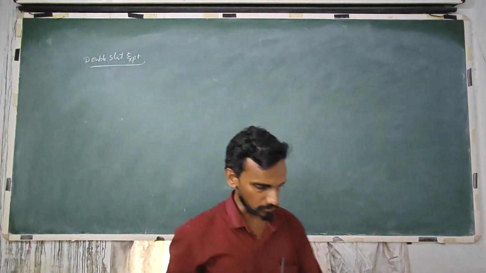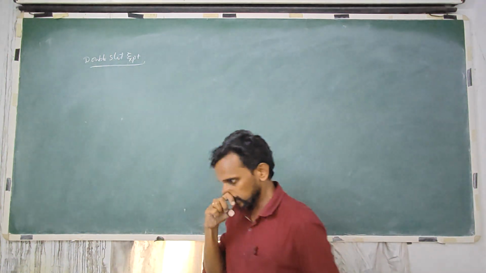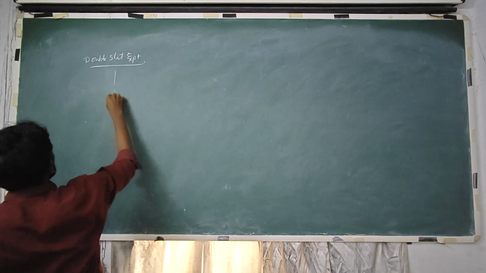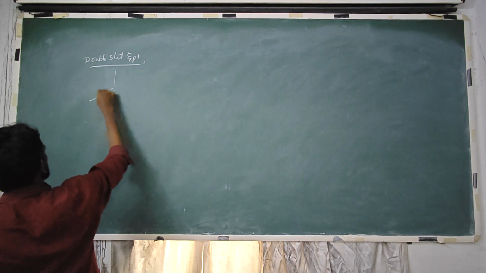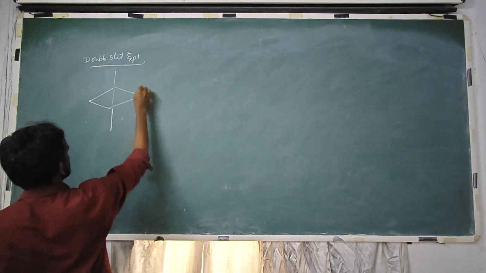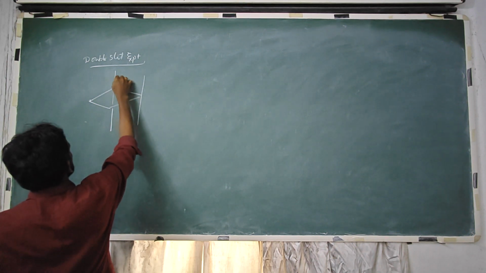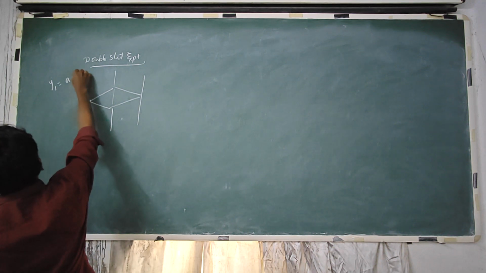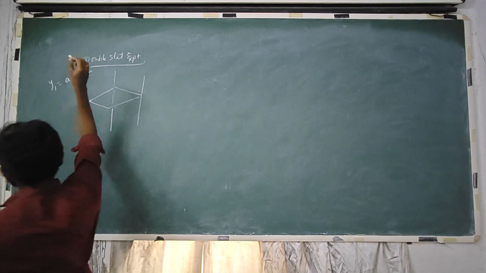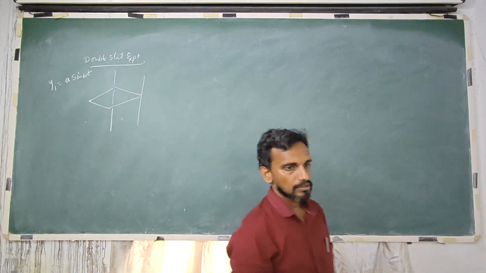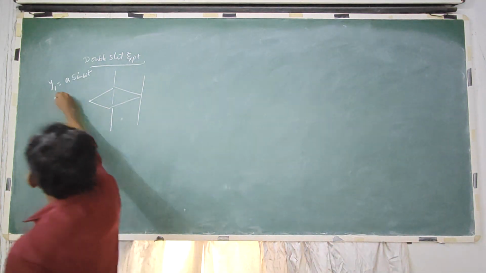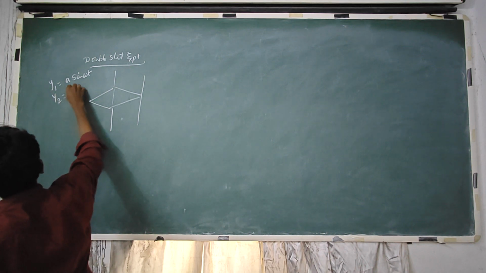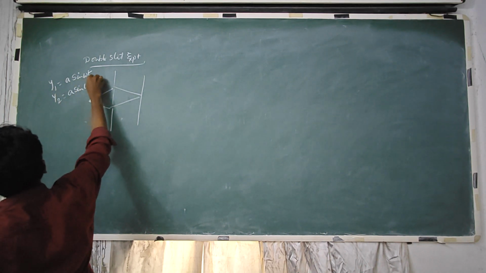what is happening actually? We are taking two waves with some difference. Let's say the wave entering slit 1 is represented as y1 equals a sin omega t, and y2, the wave entering through slit 2, is a sin(omega t plus phi).